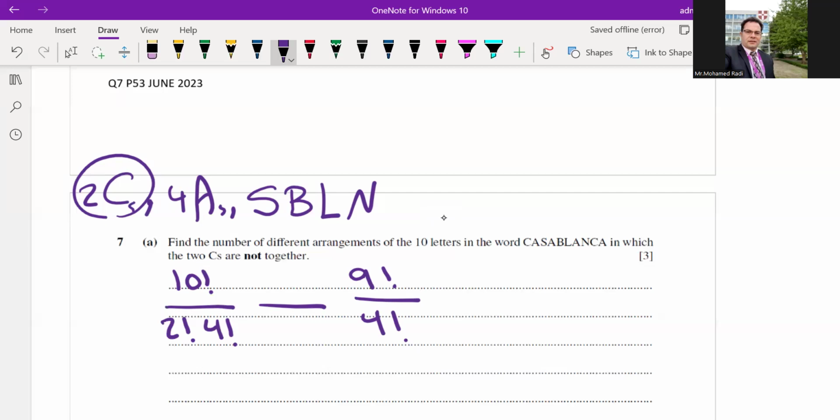For the first case, it's 75600 minus 15120, and the final answer is 60480.